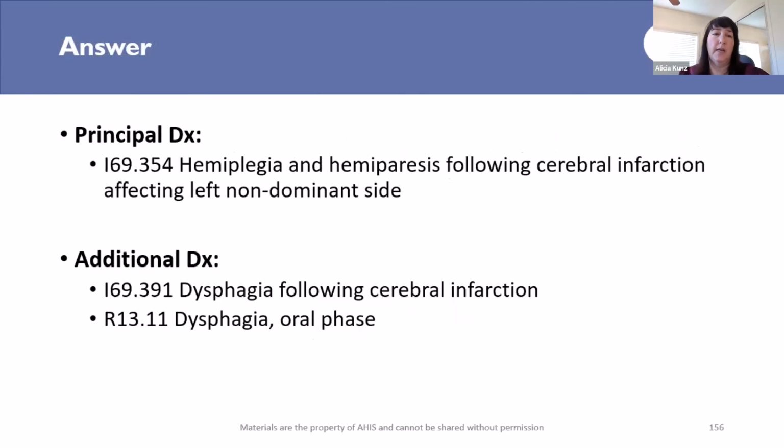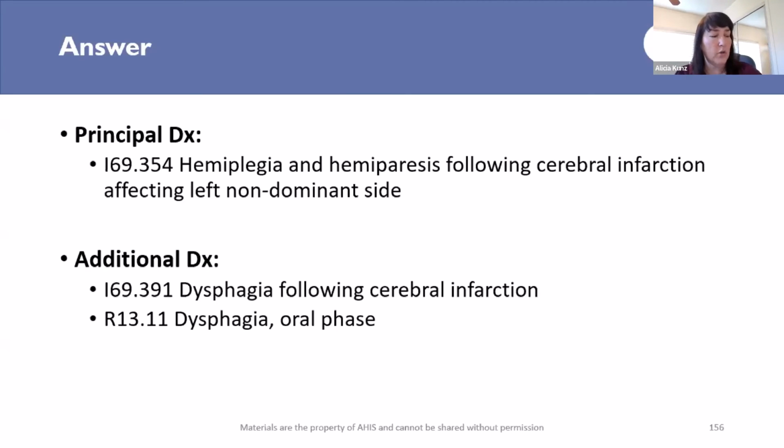So your principal diagnosis should be I69.354, hemiplegia and hemiparesis following cerebral infarction affecting the left non-dominant side. Now, one of the questions that we got was, how do we know if they are right or left-handed? We don't. And that's pretty common. We're not going to know a lot of the times. If therapy's involved, we can ask them, but in this scenario, we don't know.